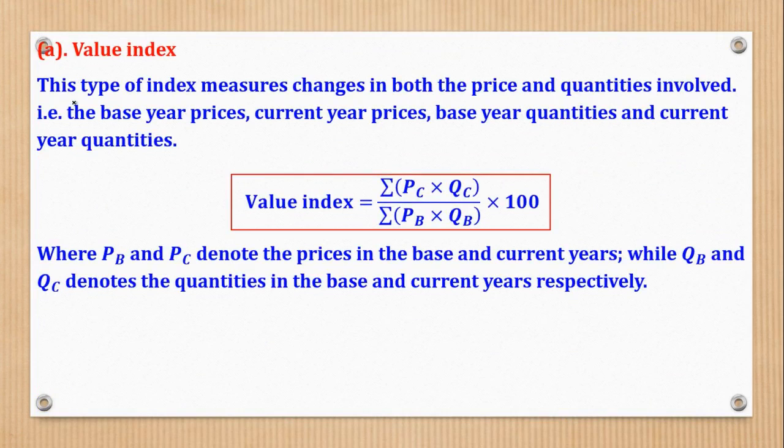So we are going to first look at the formula for all the three, then we can go through the questions. So one is the value index. This is the type of index which measures the changes in both the prices and quantities involved. So the base year prices, current year prices, base year quantities, and current year quantities are all involved in this formula. As you can see here, PC denotes price in the current year, QC denotes quantity in the current year, PB denotes price in the base year, and QB denotes quantity in the base year. And all will be given in the question.